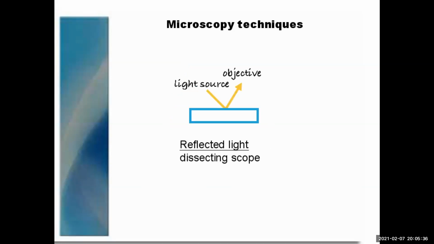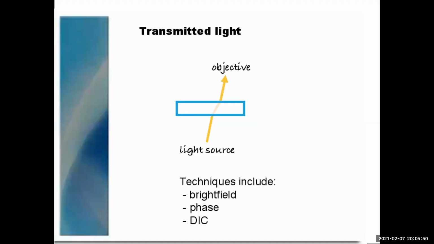And when we're talking about a dissecting scope, often it is called reflected light. It's the same concept. It's just different fields use different terminology most commonly. All right, so let's look at transmitted light.